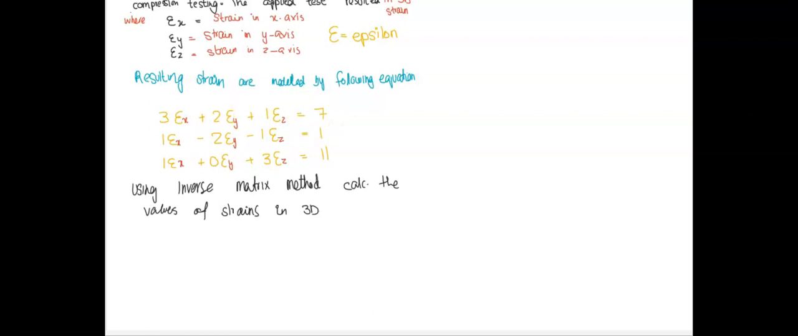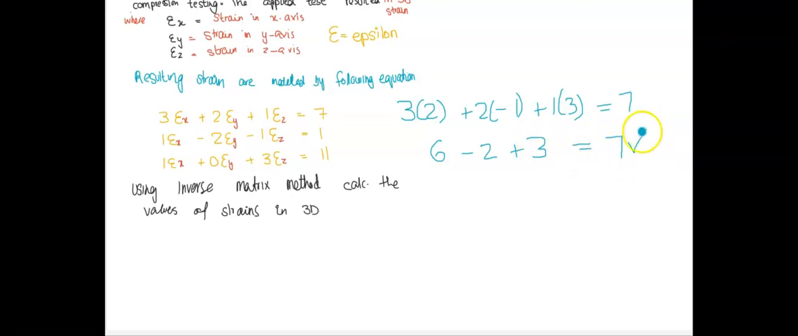So if I just check that one, 3 times 2 plus 2 times -1 plus 1 times 3, that should give me an answer of 7. Yep, 6 minus 2 plus 3, that is 7. So that means that's right. Trying the other equations, all equations will give the same answer. Yeah, correct answer.